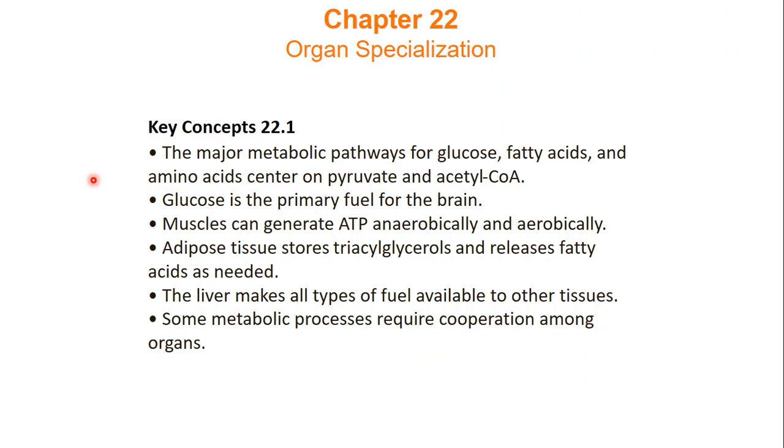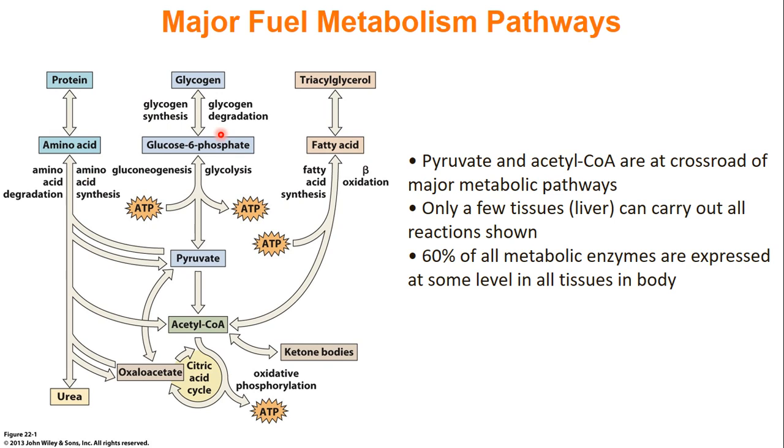In this video, we're going to look at how the organs are involved in metabolism. So here are the pathways, the broad picture of the pathways we have talked about so far this semester, breaking down protein, glycogen, and triacylglycerols, and also rebuilding them. If we look at the broad picture of these pathways, we can see that two main molecules are at the center of this: pyruvate and acetyl-CoA. They're at the crossroads of these major pathways.